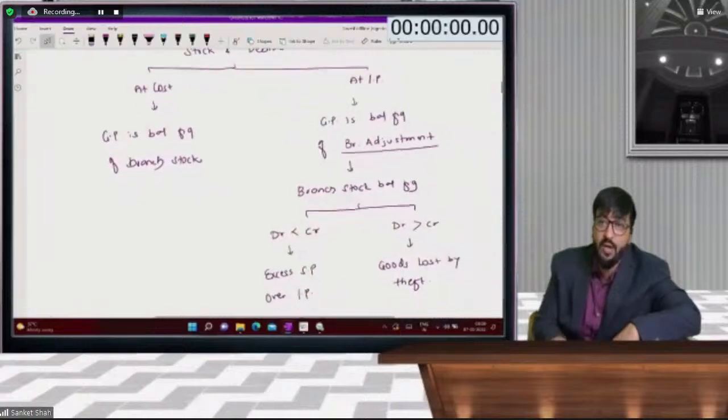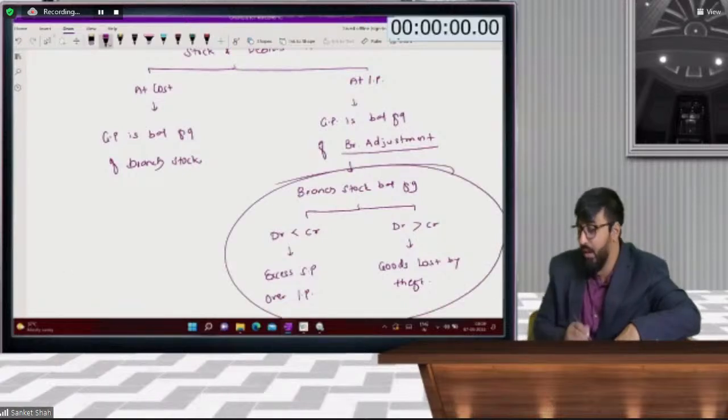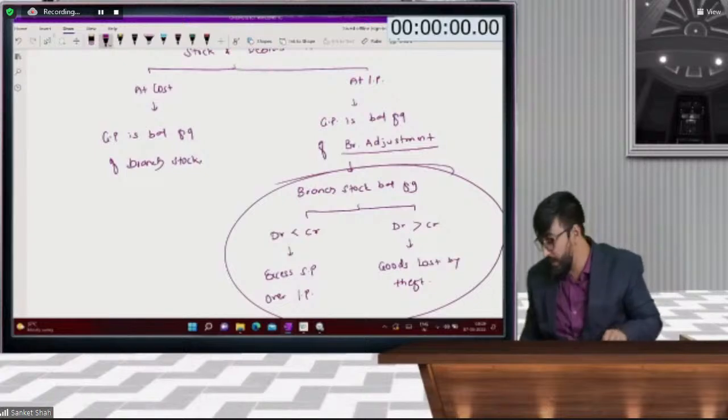Okay. And stock and debtors method, how it differs at cost, what is the gross profit, where you will get the gross profit, that is in branch stock, and in invoice price, it is in the branch adjustment account, and branch stock balancing figure. What is the balancing figure of branch stock? And this part is very important that I will explain you later in the problem solving. Just note it down and I will explain it in the problem solving.